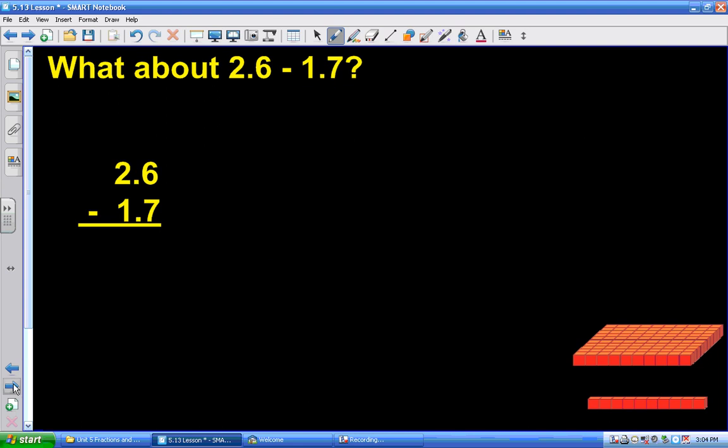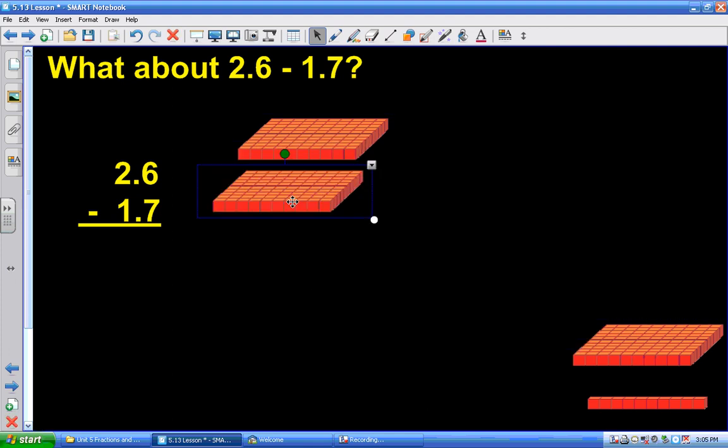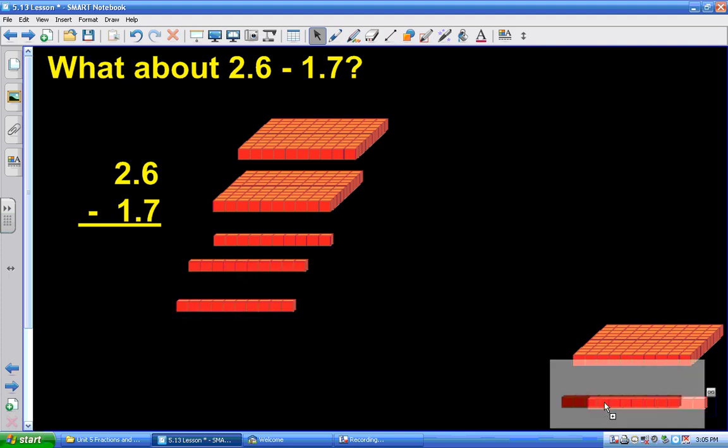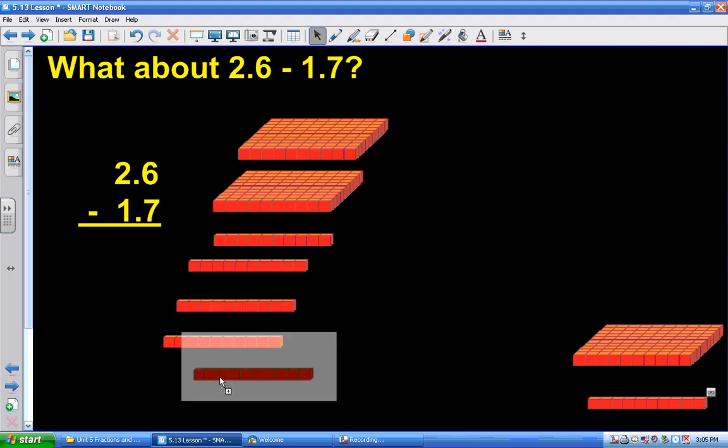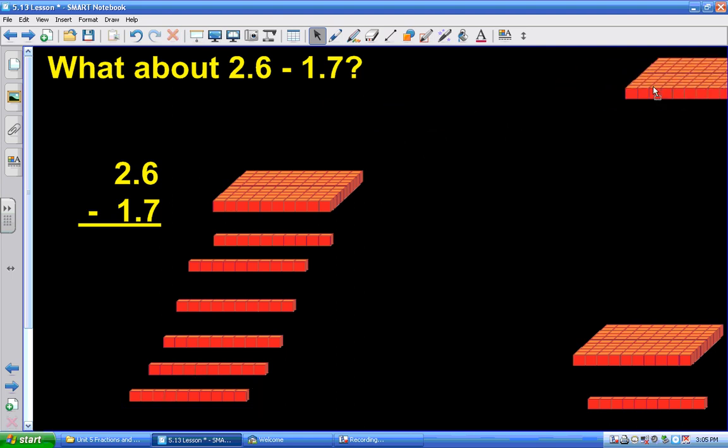Look. What do I gotta do? 2 flats up, okay? I gotta make 2.6. So there's 1 flat, there's 2, so I have 2.0, 2.1, 2.2, 2.3, 2.4, 2.5, and 2.6. Okay. Now I have to take away what? 1.7. Okay, so what am I gonna do? Let's take away 1 flat. Okay, take away flat, that's gone.